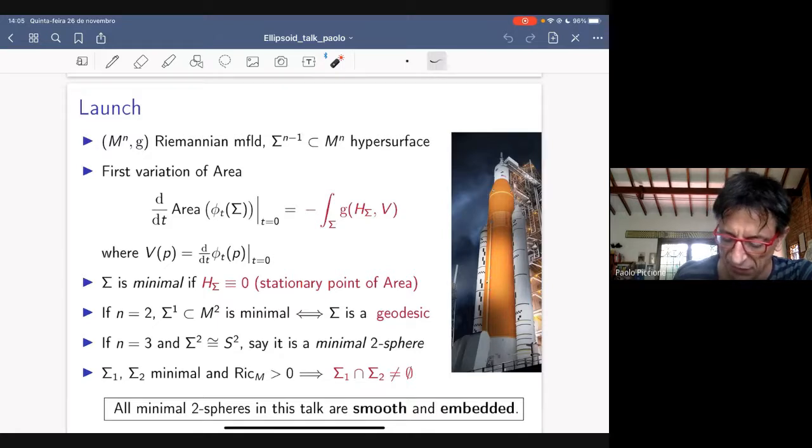And this gives the following integral here. This is the integral of the inner product between the mean curvature vector of sigma and the variational vector field associated with this flow, okay? So this means that if sigma is a minimum point for the area functional, then the derivative is 0 for every variational vector field v, and that implies easily that the mean curvature vector has to be 0. So sigma minimal is the same as requiring that the mean curvature is 0.